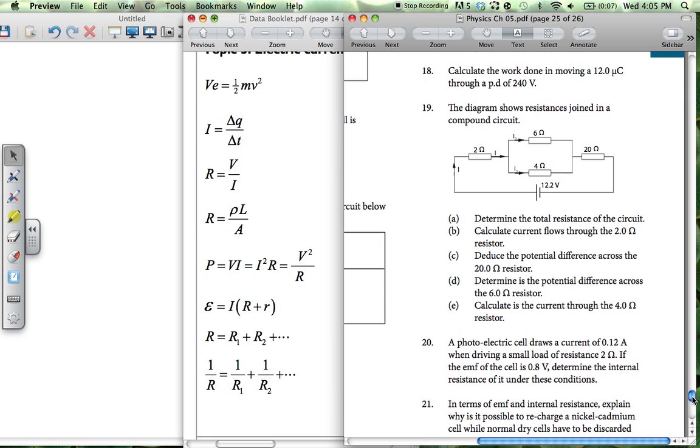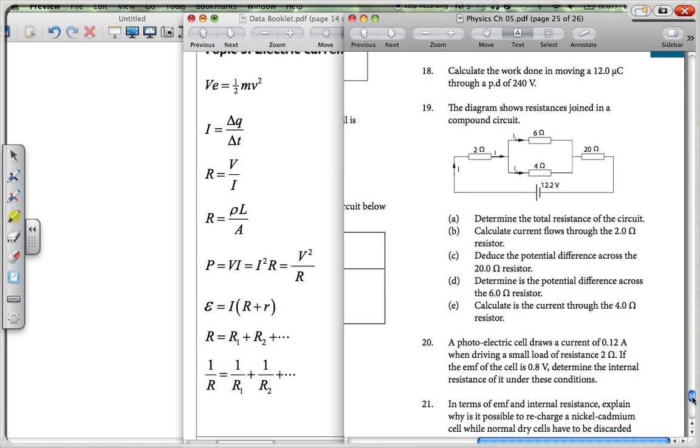We have the following circuit. It says determine the total resistance of the circuit. Now, in doing this, I've got these two that are in series, so that's fine. I'll just be able to add those two. But I firstly need to find the equivalent resistance of the parallel section. So I'll do that first.